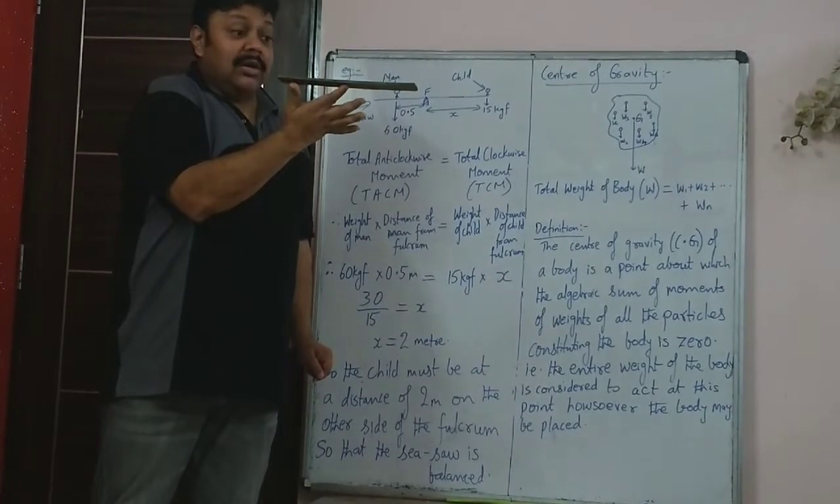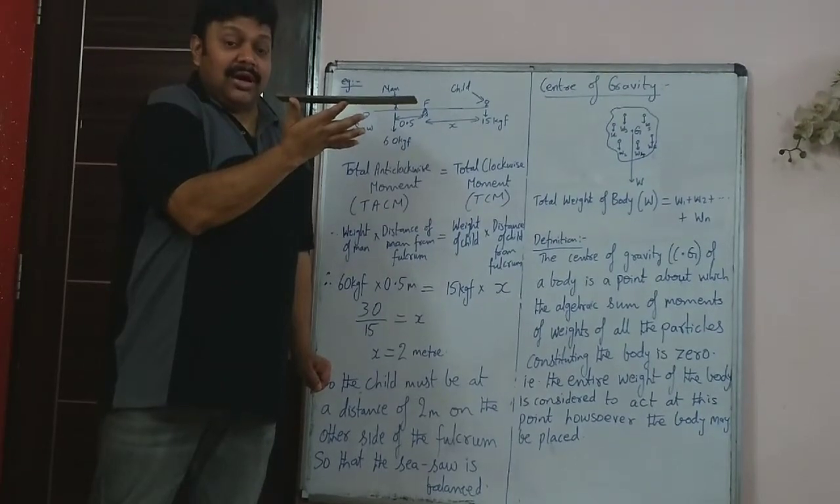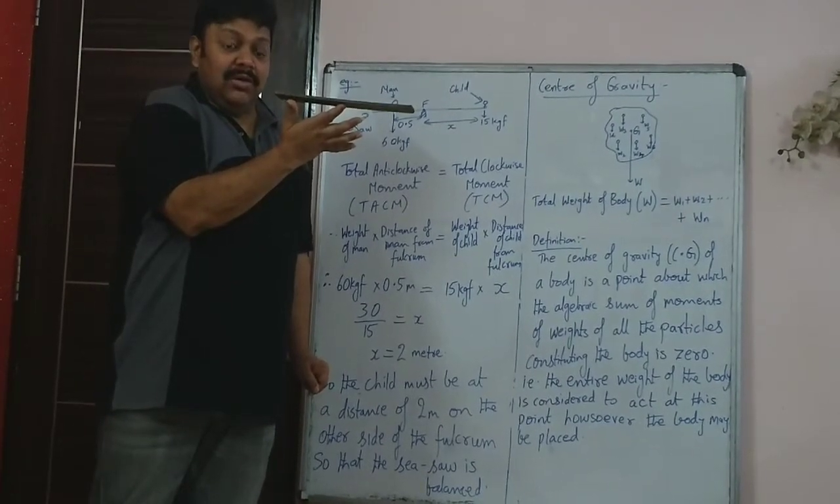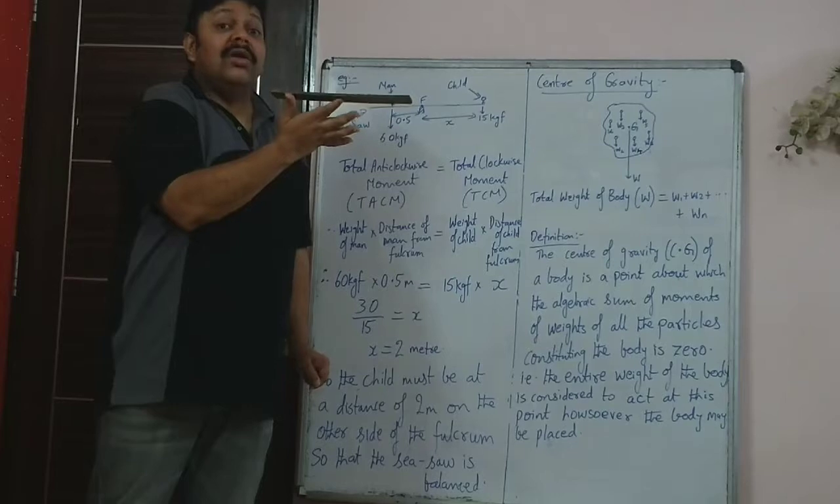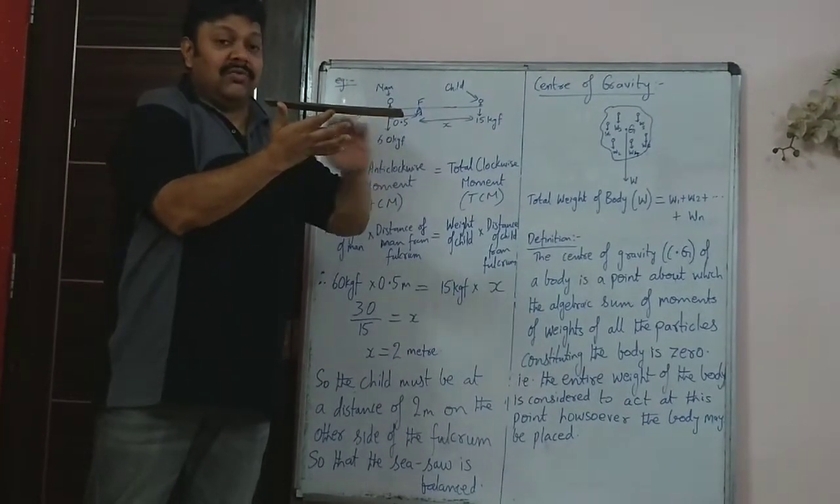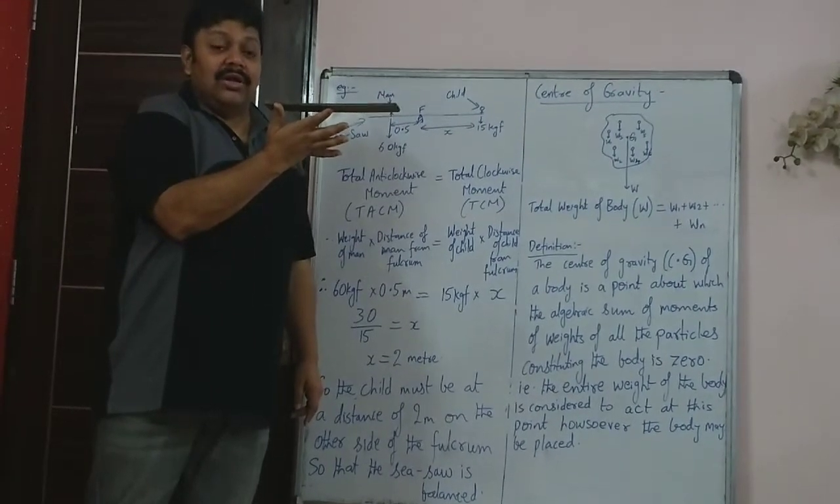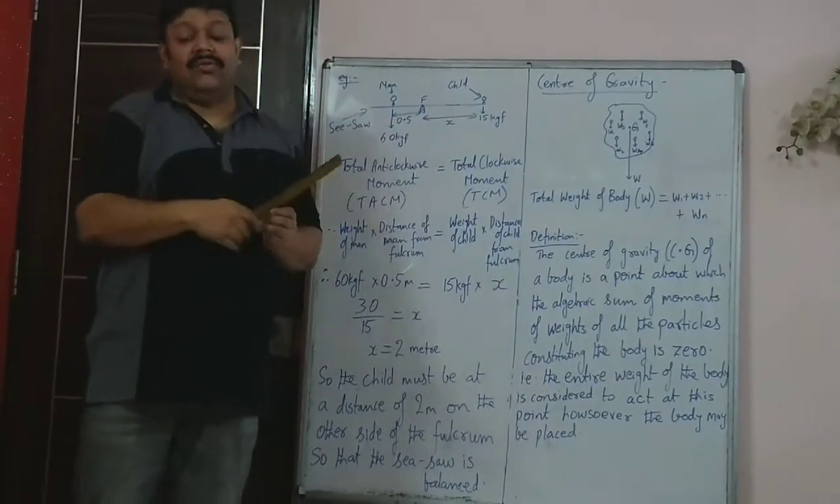So that point at which the total sum of all the clockwise and anti-clockwise movements is same, that point is known as center of gravity. And in case of a ruler, if the mass of the ruler is evenly distributed, then that center of gravity will be at the center of the ruler.